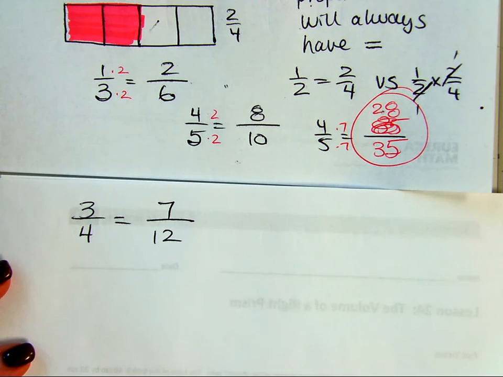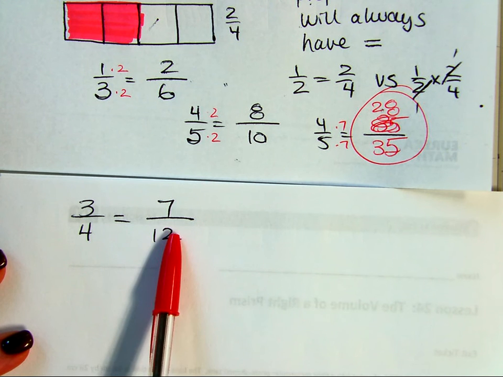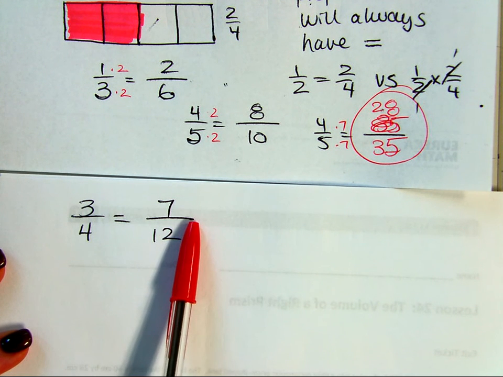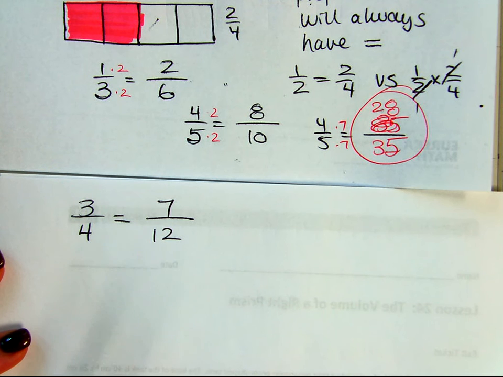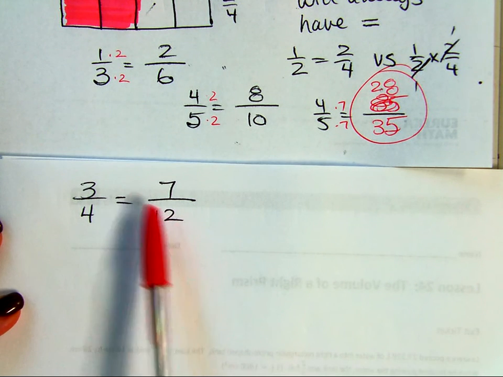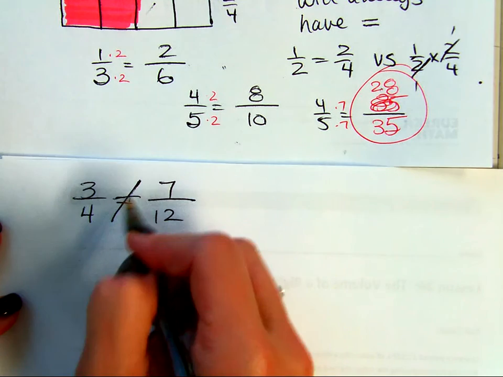No, it's not. Why? Because 4 times 3 is 12, but 3 times 3 should be 9. So we need to be watching up here. We don't need calculators. We don't need anything right now. We're just watching up here, okay? So 4 times 3 is 12. 3 times 3 is not 7. So this is not a proportion, okay?